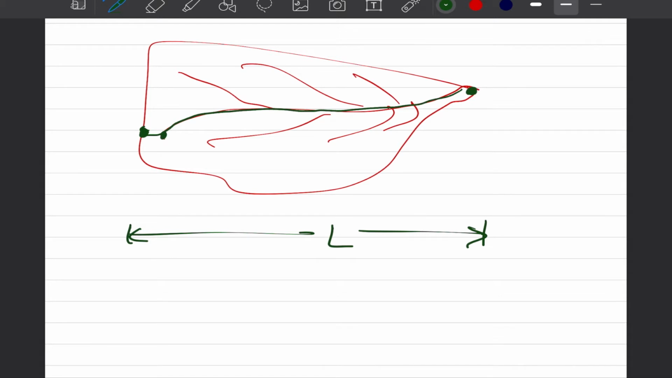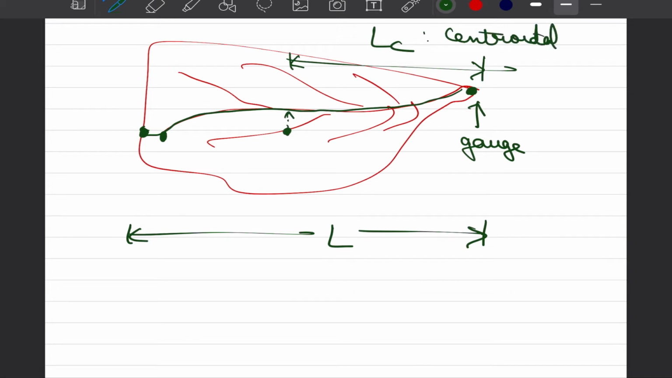So we take this stream which has the highest order or the highest length, and we measure the straight distance between the point where our gauge is, where we are making this hydrograph, and the farthest point, L. Similarly, we take the centroid of this watershed, project it along the longest channel, and measure LC. So LC represents the centroidal length, and L of course represents the distance of the farthest point along the straight line.